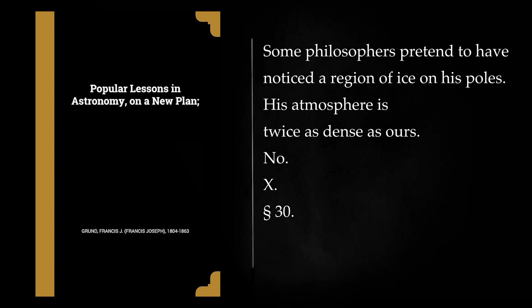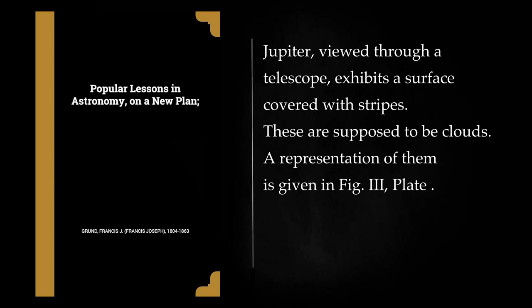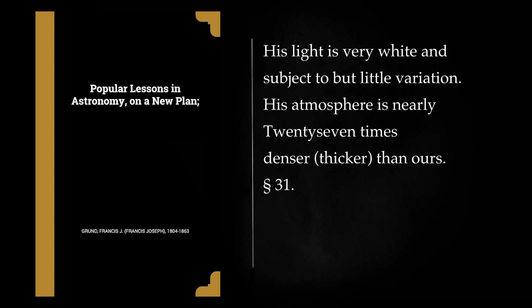Section 30. Jupiter, viewed through a telescope, exhibits a surface covered with stripes. These are supposed to be clouds. A representation of them is given in Fig. 3, Plate. His light is very white and subject to but little variation. His atmosphere is nearly 27 times denser, thicker, than ours.